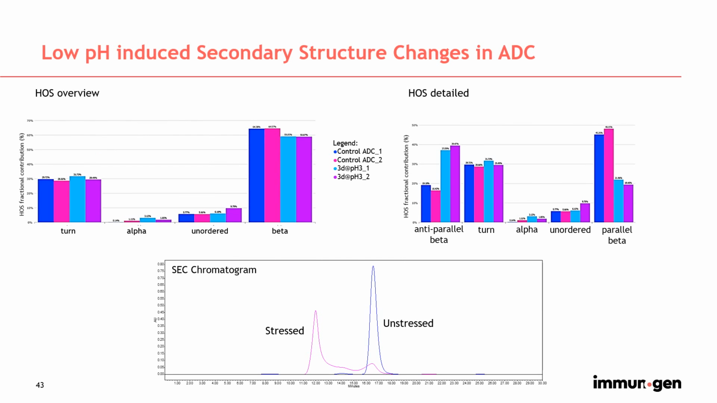Looking at the fractional contributions of the different secondary structure components, we can see that there is only a small change between the beta sheets of the control and the pH stress sample. But further resolving these beta sheets into parallel and antiparallel beta using the software shows us the dramatic increase in the antiparallel and the decrease in parallel beta sheets associated with aggregation.